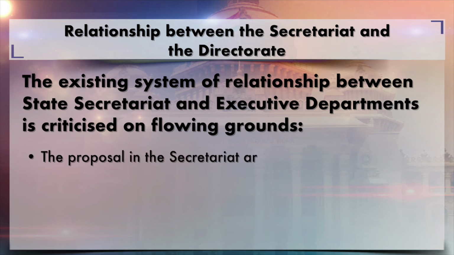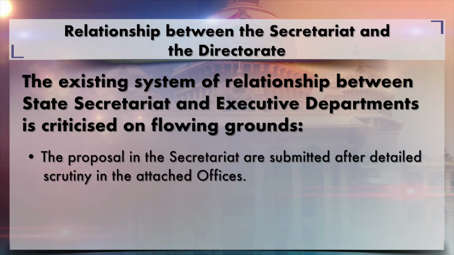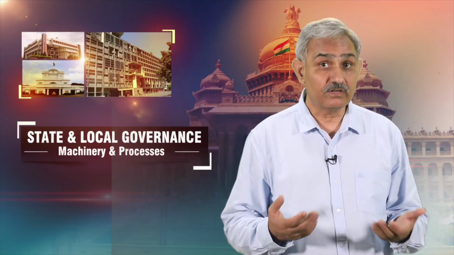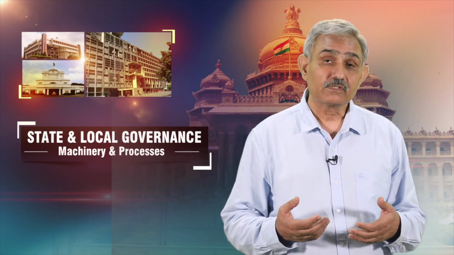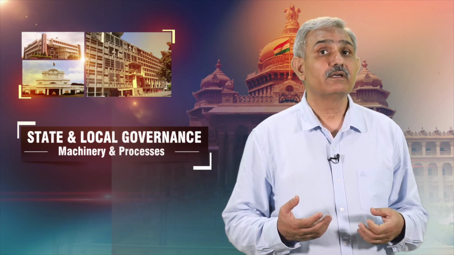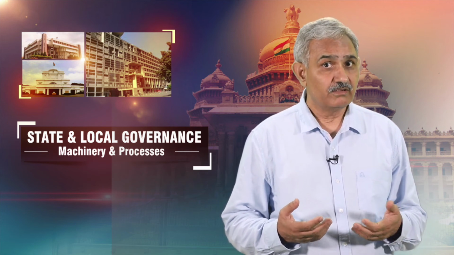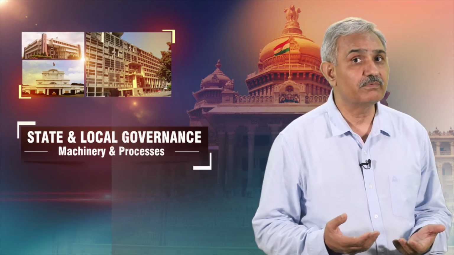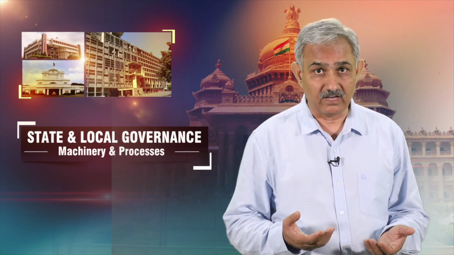The proposals in the Secretariat are submitted after detailed scrutiny in the attached offices or in the executive departments, in the attached offices or in the directorates. The Second Administrative Reform Commission in its 15th report made the following recommendations for ensuring a smooth relationship between the two uppermost echelons of state governments, that is, State Secretariat and State Directorate.